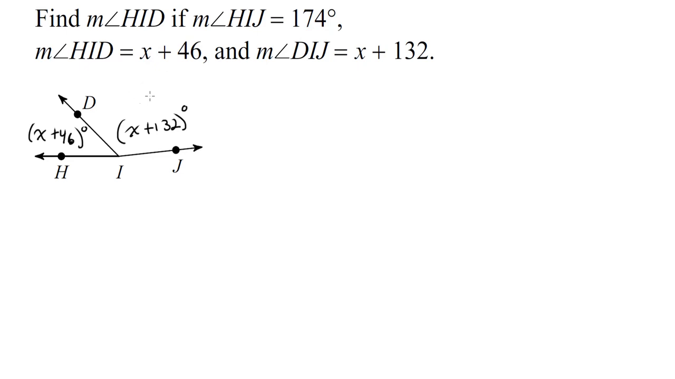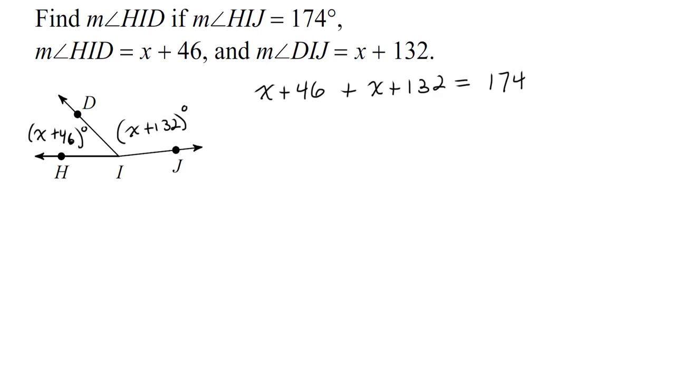But in this case, we're not just solving for x. We need to then take that value of x and use it to find the actual angle measure of angle HID. But we're going to start off in the same way. We know that angle HID plus angle DIJ equals the measure of angle HIJ. So we set up our equation. So we have here x plus 46 plus x plus 132 equals 174.